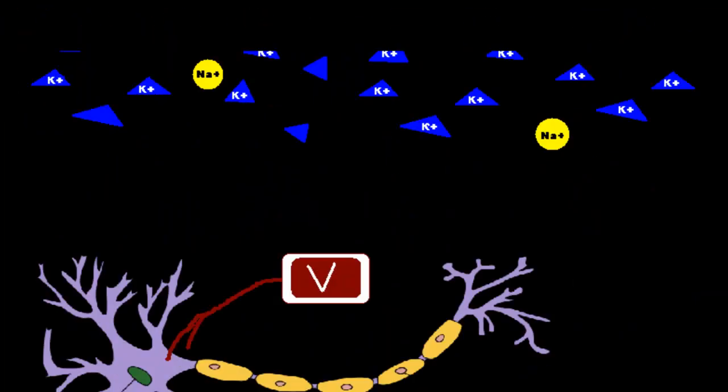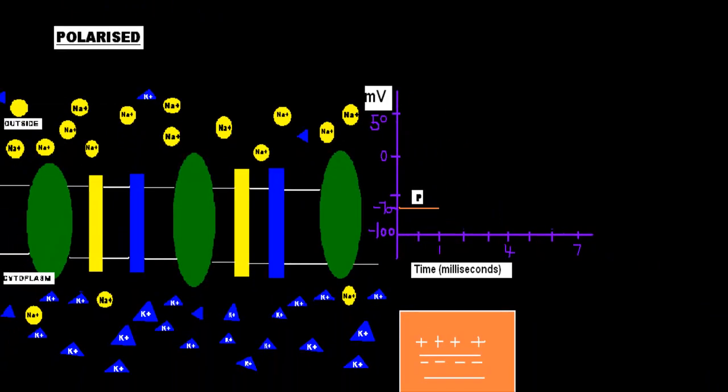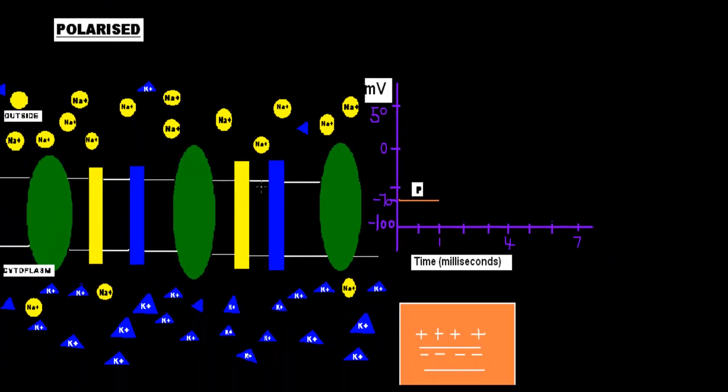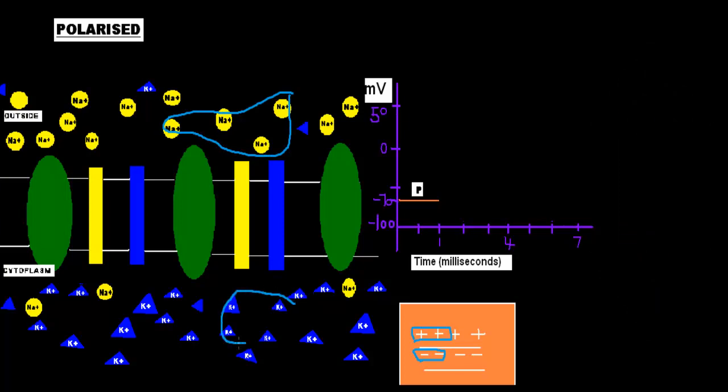Here we connect a voltmeter across the membrane to measure the potential difference fluctuations with respect to time. Initially, when the neuron is not stimulated, its membrane is polarized, which means the outside is more positive and the inside, that is the cytoplasm, is less positive. The presence of negatively charged proteins and nucleic acids in the cytoplasm is one reason for this difference in charge distribution. The outside contains excess sodium ions and the inside contains excess potassium ions. The membrane potential is minus 70 millivolts.